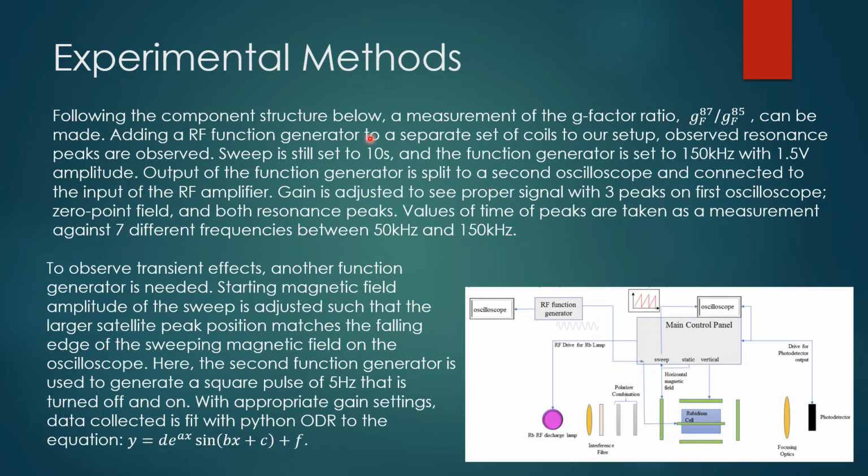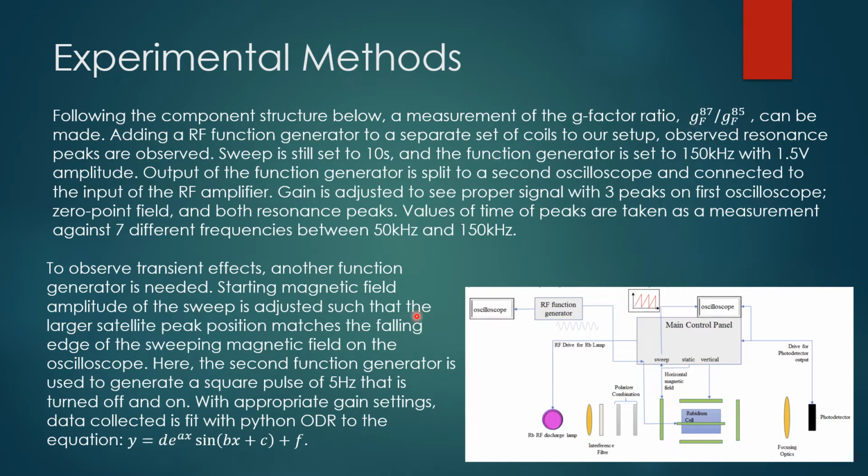Following a similar component structure as before, we've added a radio frequency function generator to calculate our g-factor ratio. When we add our radio frequency function generator, we're able to see resonance peaks as we change our frequency from 50 kilohertz to 150 kilohertz. And we can measure the time spacing between the zero-point field and these resonance peaks as we increase them. And the ratio of these two slopes will be that g-factor ratio.